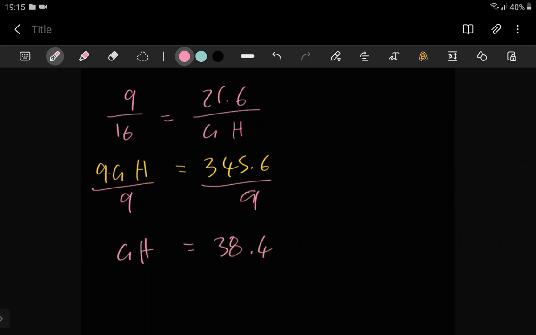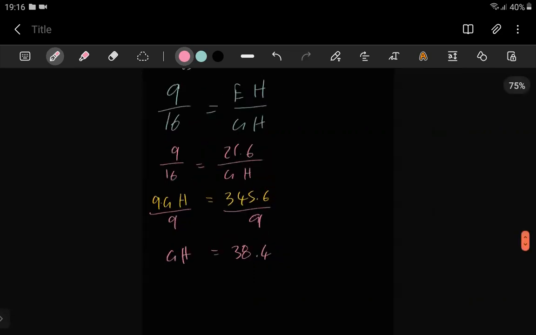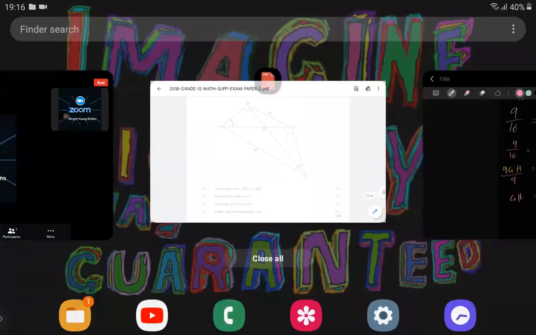So in as much as it doesn't look like the most appealing answer, everything we did, we didn't break any laws, if you think of it nicely. So that's going to be the answer for GH over there.